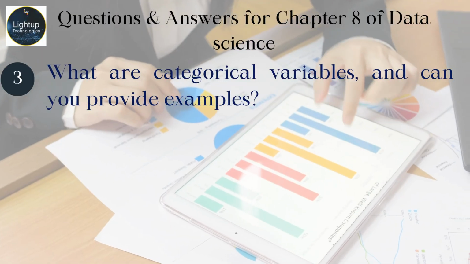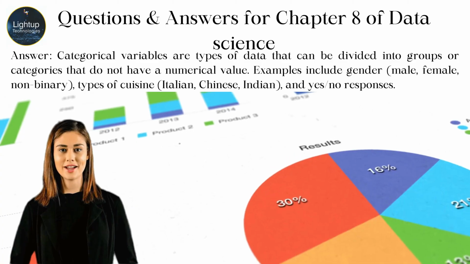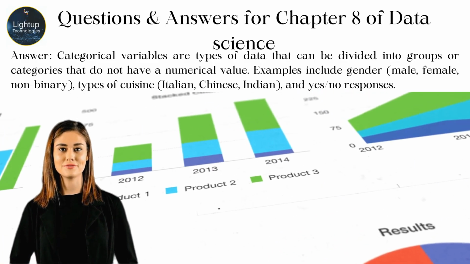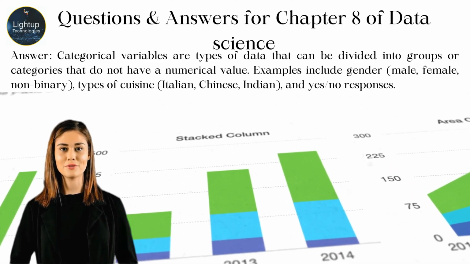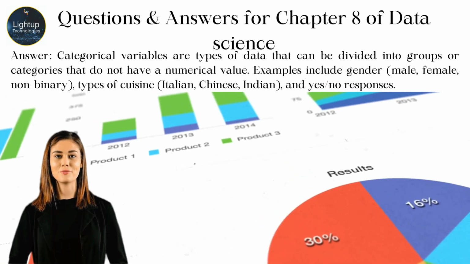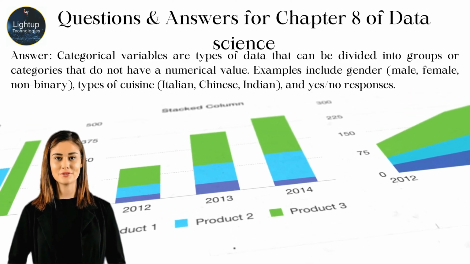What are categorical variables, and can you provide examples? Categorical variables are types of data that can be divided into groups or categories that do not have a numerical value. Examples include gender (male, female, non-binary), types of cuisine (Italian, Chinese, Indian), and yes/no responses.